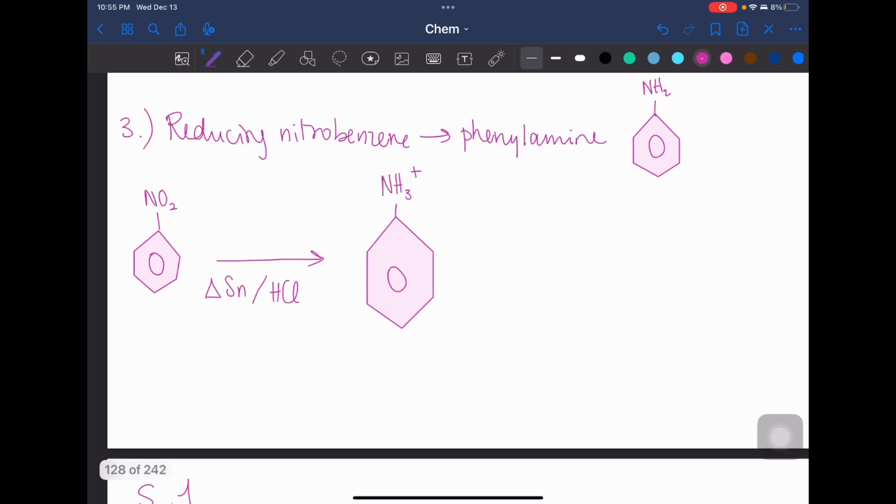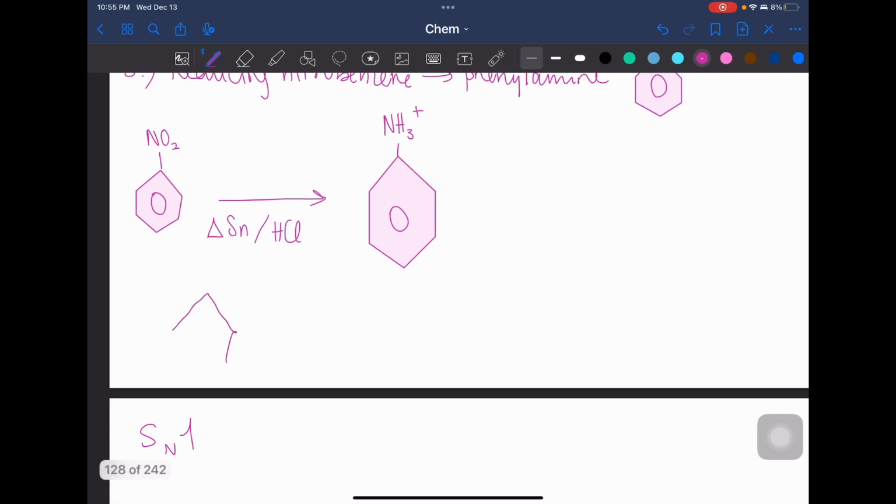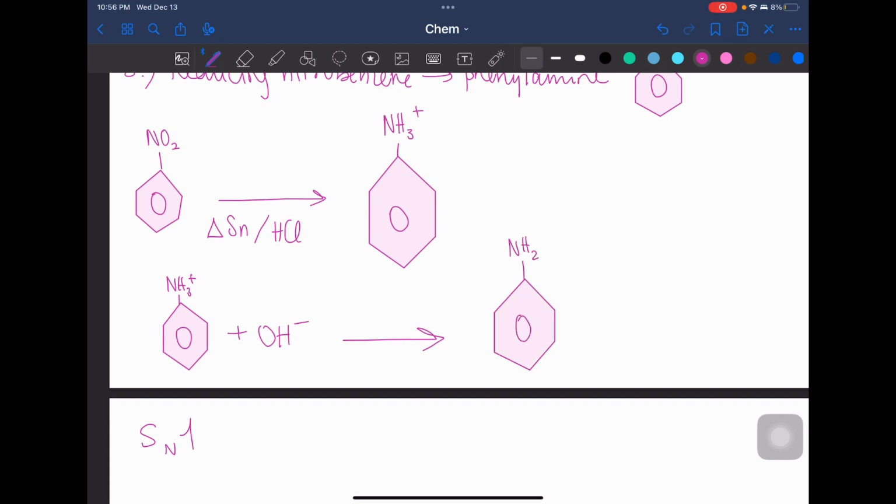And since it's positive, we want to reduce this positiveness. So in the next step, we're going to have our phenylammonium, and we're going to add some hydroxide to it to take away some of the H's. And we are finally going to end up with our phenylamine. There we are. We're also going to get water as a byproduct. And there is our phenylamine.